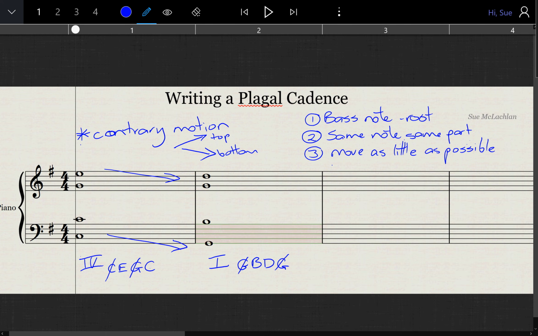So the top could go down and the bottom could go up, but as long as they're both going in different directions. So we can't change the E to the D because we want it to move by step, but we can quite often change the bass note up an octave, and that will give us that contrary motion that we're looking for.